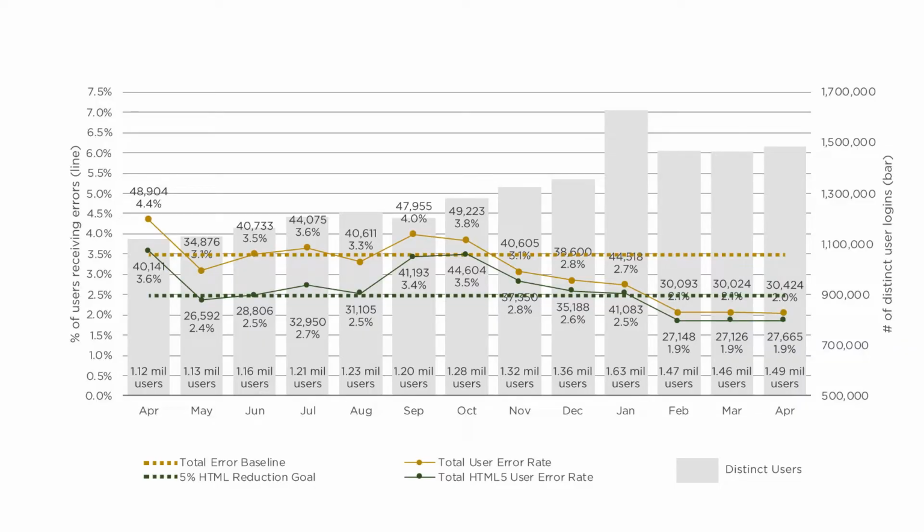Let me share an example. So look at this chart. This chart's kind of a crazy mess. Let me explain what's going on. We have bars showing the user volume for a software application. We have two lines, both showing the percentage of people getting an error when using that application. One is for the old technology, one is for the newer version of the technology. And we have two dotted lines, which is the target error rate for both of those, okay? So you want to be below that line.